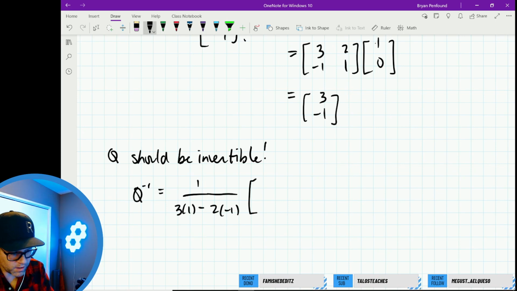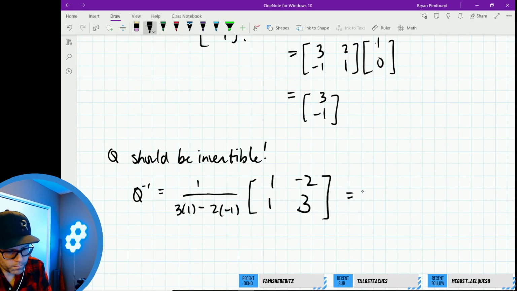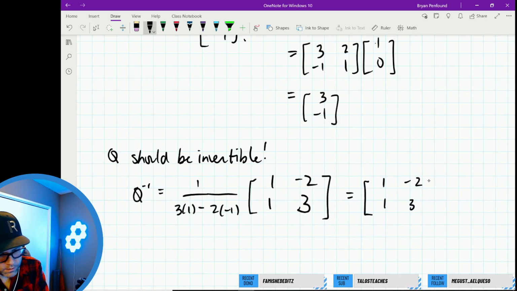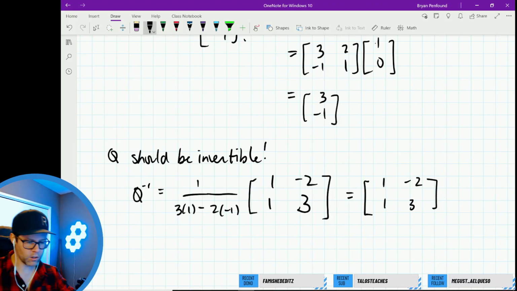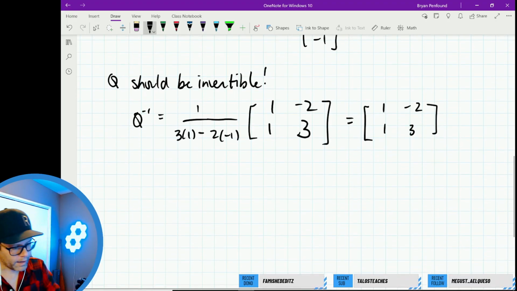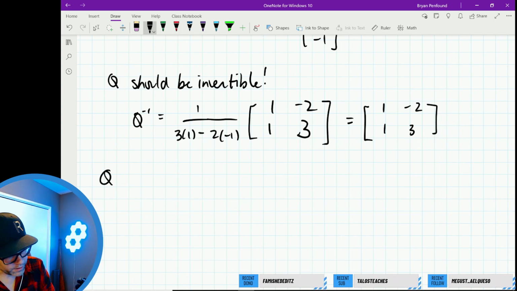So I just want to see what this inverse representation looks like. How does this work? I need to switch the 1 and the 3, and then negate the 2 and negate the negative 1. So 3 take away 2 is 1. So we get 1 over 1. So our Q inverse should look like this. And the idea with Q inverse is that it should do the opposite of Q.